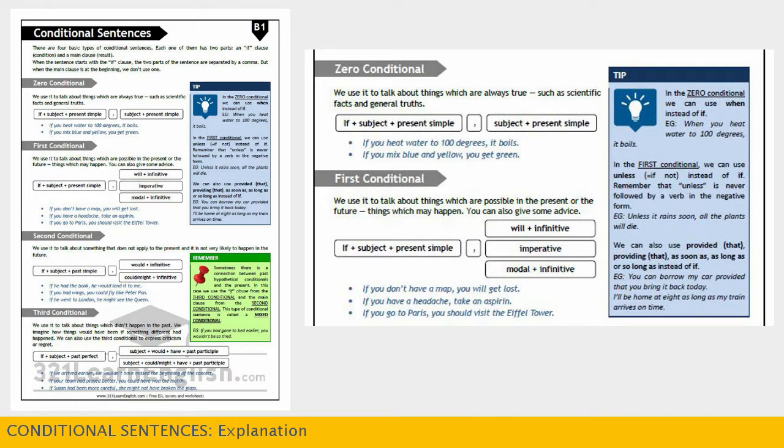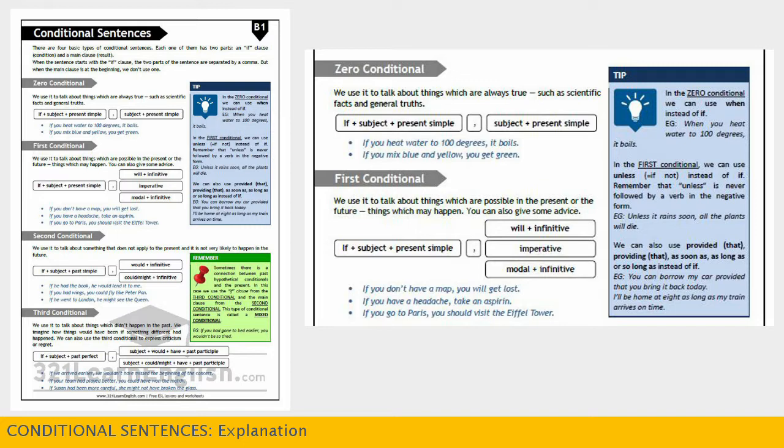We use the zero conditional to talk about things which are always true, such as scientific facts and general truths. And we use the present simple tense in both clauses. Take a look at the examples. The results in both sentences always take place when the conditions are given. That is why we can use when instead of if in the zero conditional.